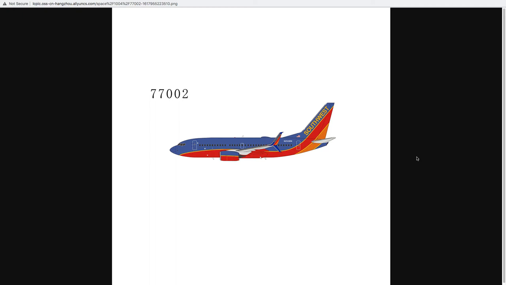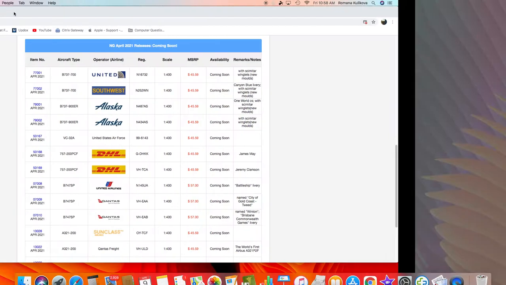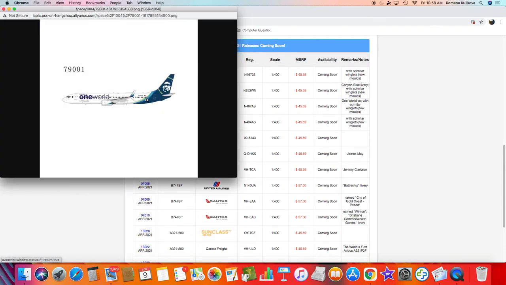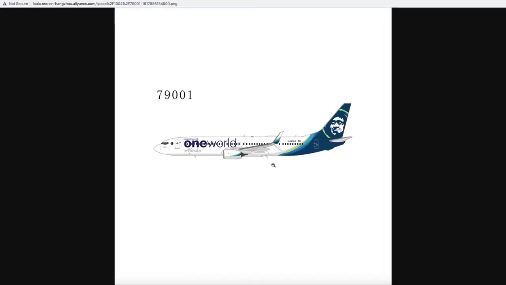And this one sells out really fast. Any Southwest model sells out really fast: the 737-900s, the 737-800s, 737-700s, and the state liveries. Everything Southwest in the model collecting community sells out fast. But yeah, it's the Southwest 737-700 Canyon Blue. You guys should get this while you can, because it's going to sell out. Registration number N252WN. It's scale 1 to 400, and the price is $45.59.